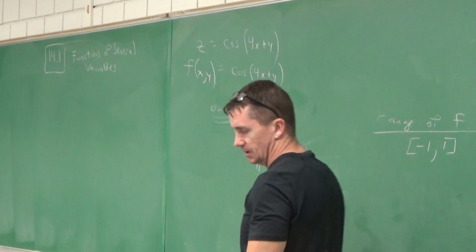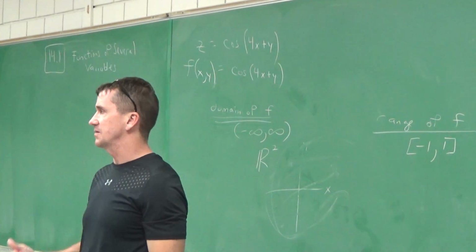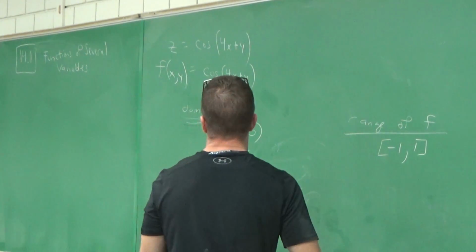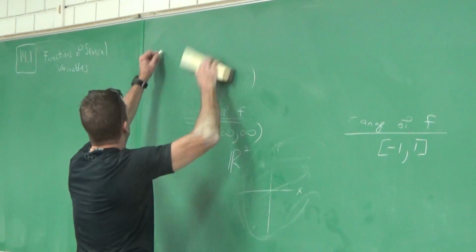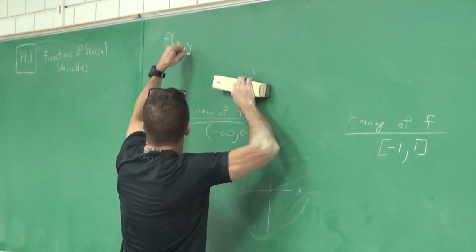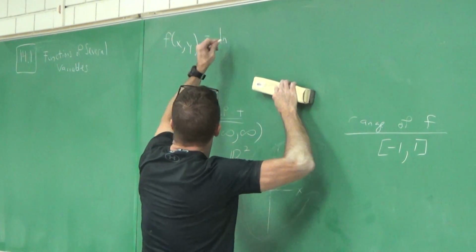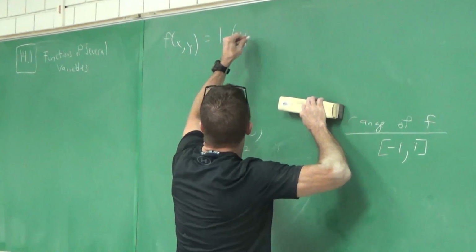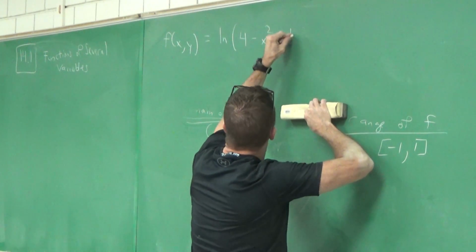Cool. Well, can we look at another example? This time, everyone, we're going to sketch the domain. So let me go to the next problem. It's the function f of x, y equals the natural log of 4 minus x squared minus 4y squared.